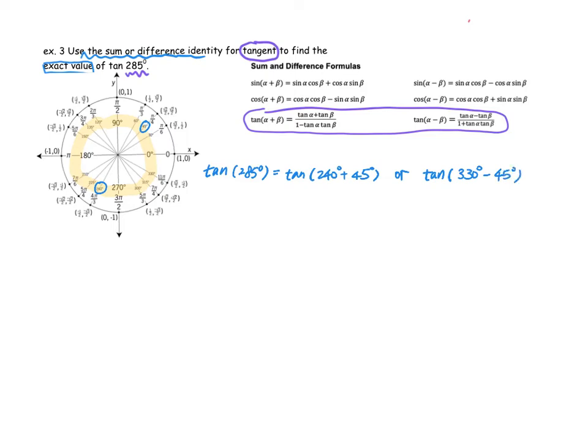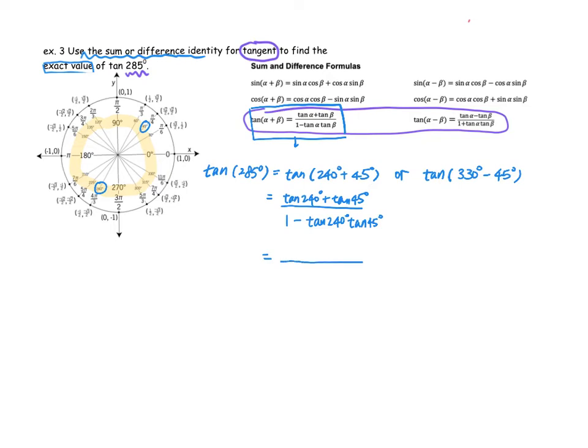As long as both of these numbers are on the unit circle and they add or subtract together to give you 285, that's perfect. So you don't have to do both. Here, I'm going to do the first one. Tangent of A plus B, 240 plus 45. That gives us the first formula to use here. Plug in, equal to tangent of 240 plus tangent of 45 divided by 1 minus the tangent of 240 times the tangent of 45.